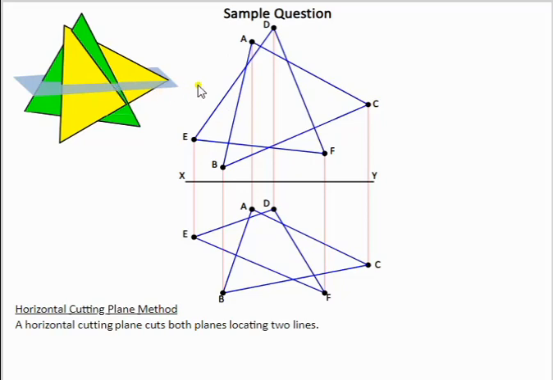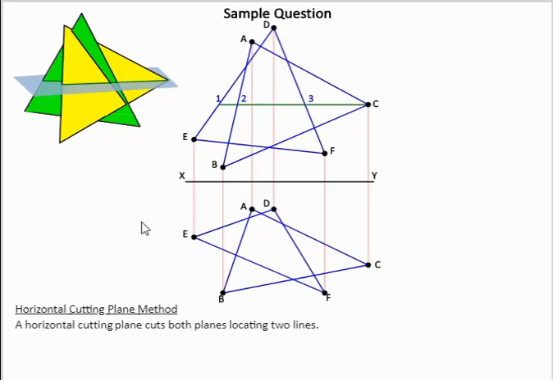So in elevation, all we'll see for this slicing plane is just a level line. Then in plan we're going to see two lines that cross over each other, and where they cross over each other is on the line of intersection. So looking at this here, we draw our level line, we mark off points. So in this case here we have points.